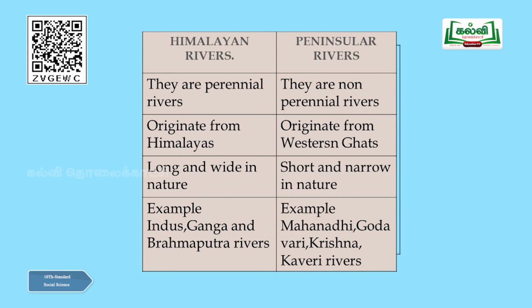Second point, Himalayan rivers originate from the Himalayas, whereas peninsular rivers originate from the Western Ghats. Himalayan rivers are long and wide in nature, whereas peninsular rivers are very short and narrow in nature. You have to give examples for Himalayan rivers like Indus, Ganges and Brahmaputra. For peninsular rivers, you have to give examples like Mahanadi, Godavari, Krishna and Kaveri.